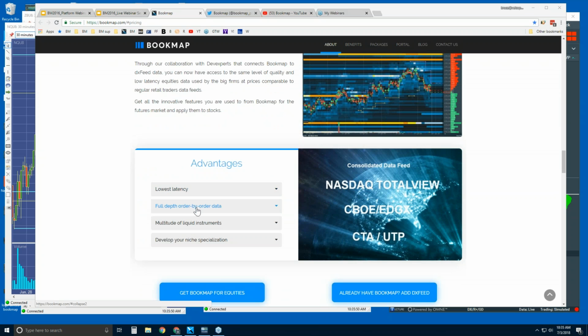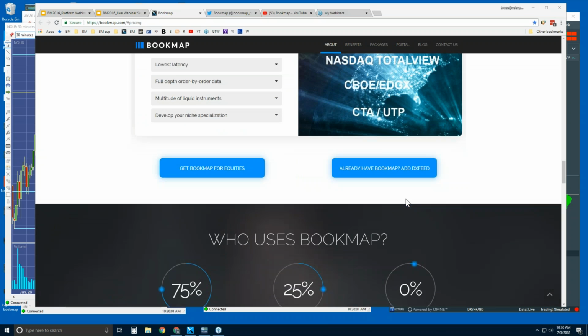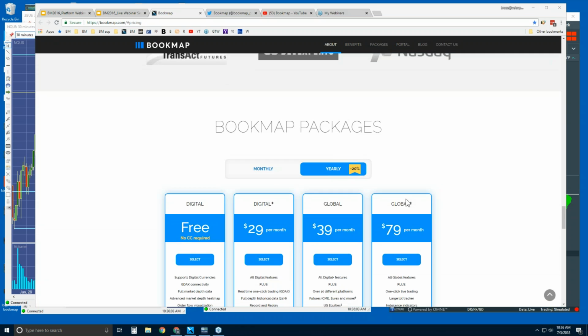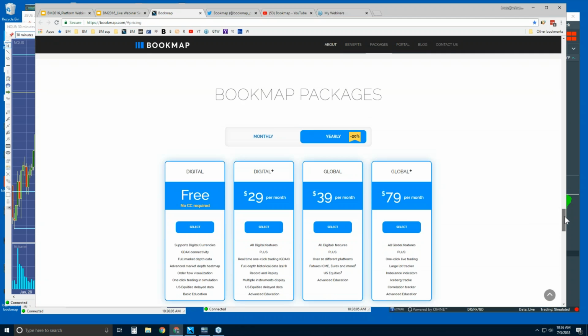Very low latency, full depth of market for stocks. This is a great advantage. You get NASDAQ TotalView and EDGX if you like, or one or the other or both, so you can get that consolidated feed. All right, so now you know how to connect Bookmap.